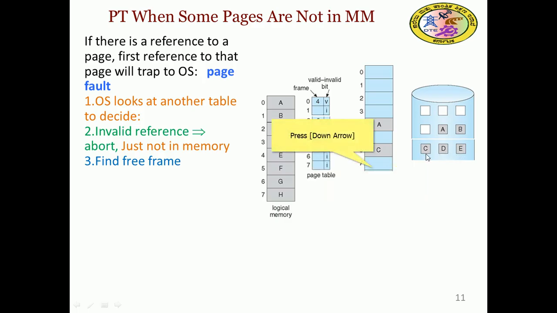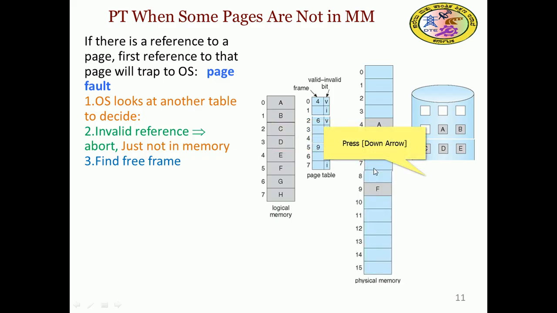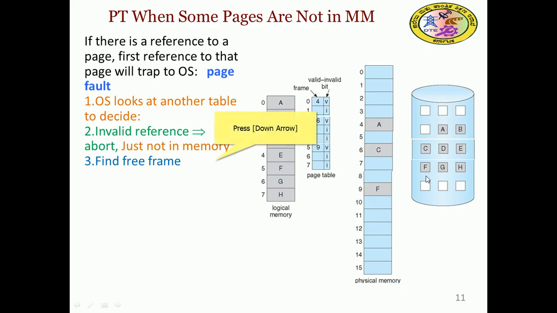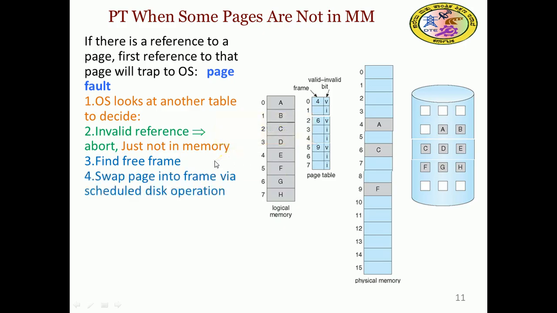Similarly we have 5. What is that? 5 is an F entry, and that page frame number is 9. So in frame 9 we can have F. That is available in the backing store. So this invalid bit will abort, and only the valid bit will be considered to place there.